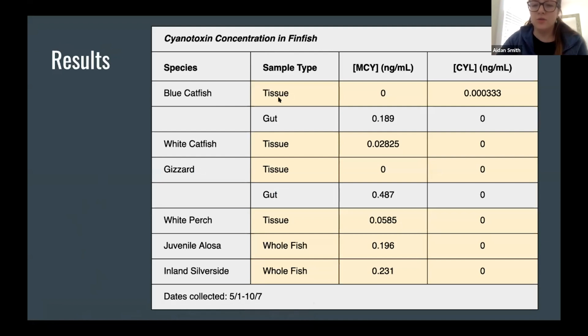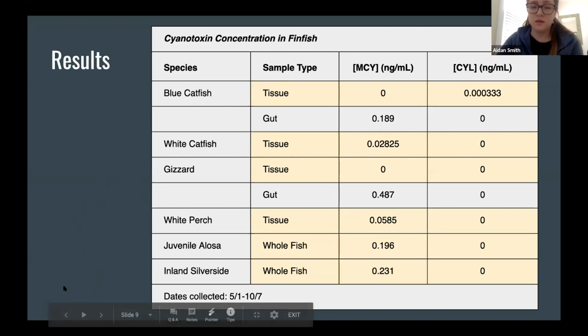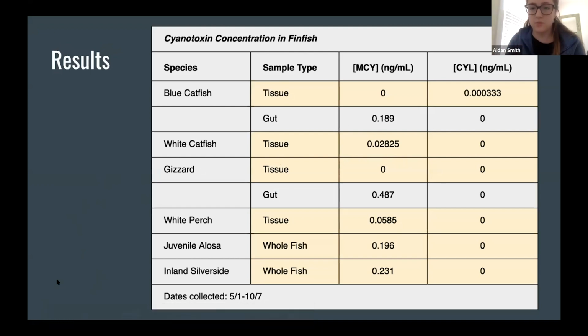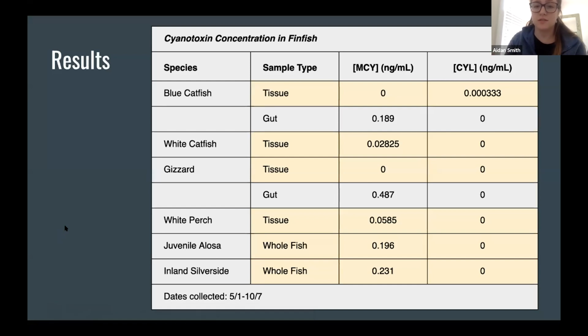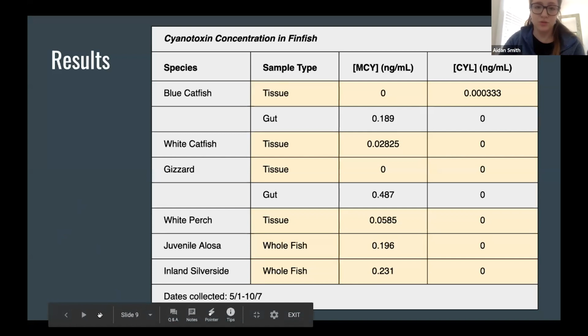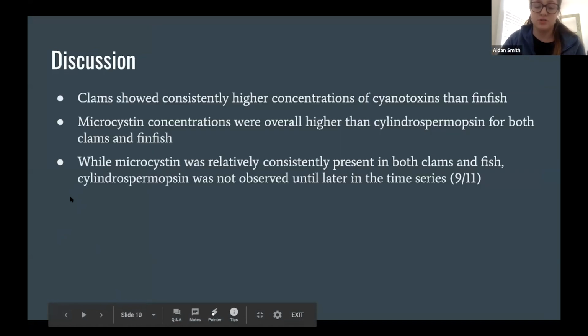And then if you look at the gut content versus the tissue content, the toxin concentration in the gut content was significantly higher. And then again, you barely see any cylindrospermopsin, which is really interesting. And that's definitely something that we'll want to look at in the future. We separated the samples into tissue versus gut samples to see if it was coming from what they were eating or potentially through gills and the bloodstream. Again, we definitely need some more sampling to look at what the highest concentrations are and why.